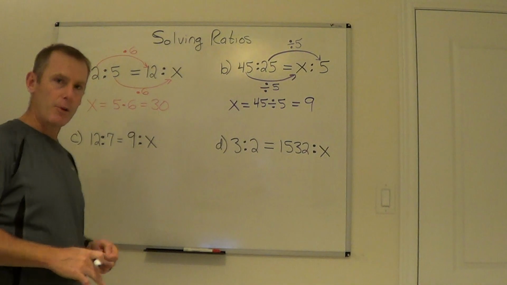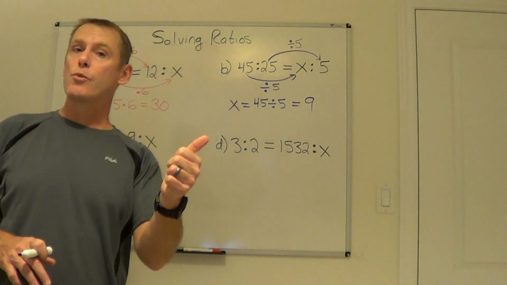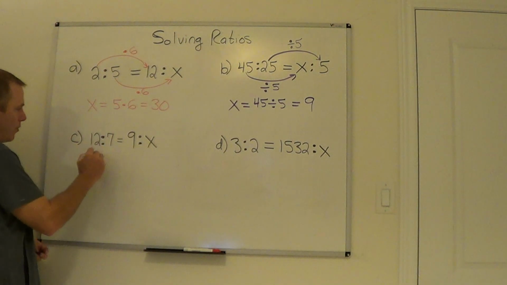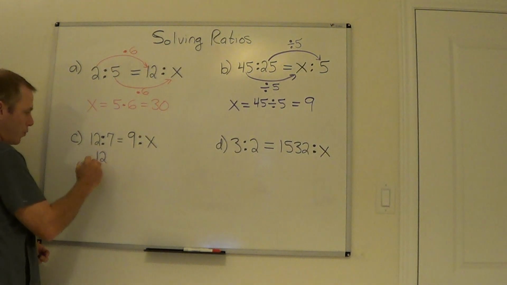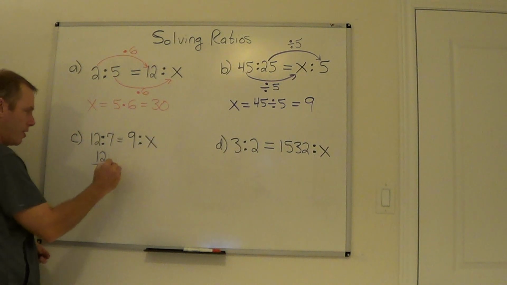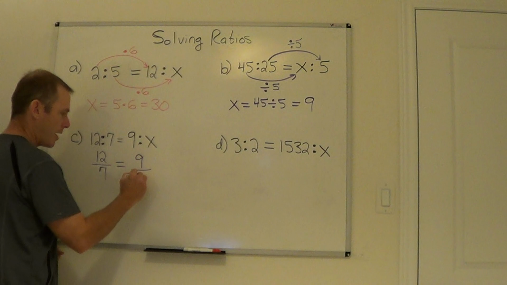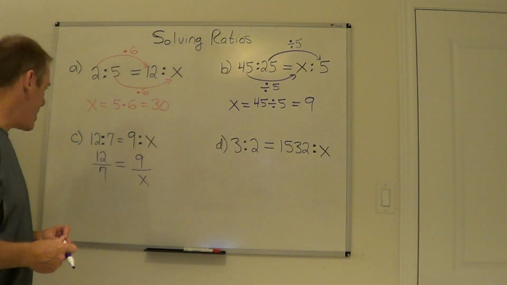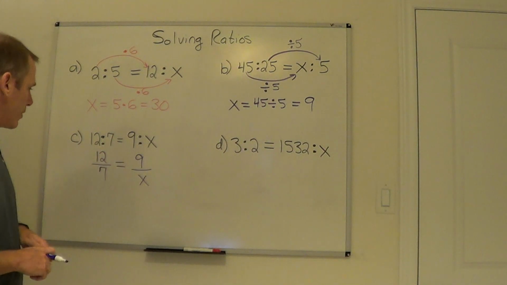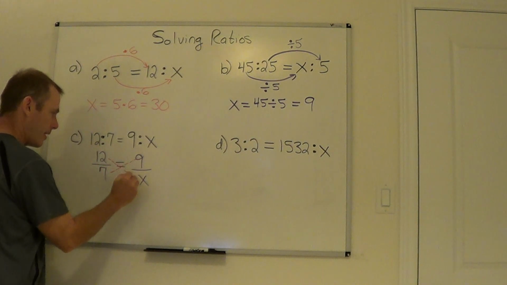In my first video, I talked about how there are two ways you could express a ratio. You could either write it as a ratio or you could write it as a fraction. That's great for solving. So just like I did in the first video, I'm going to write it as a fraction where 12, the first part, is the numerator, the second part of your ratio is the denominator, equal to the same thing with the second ratio, 9 on the top, x on the bottom. And now I can solve for x, because a nice little trick is when you have a fraction equaling a fraction, I can cross multiply and solve.